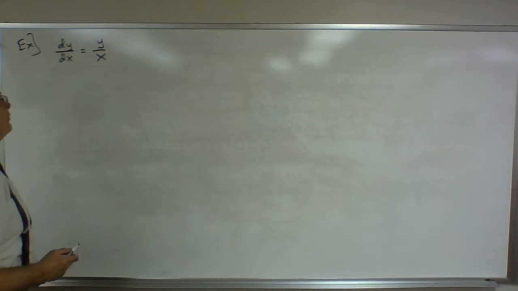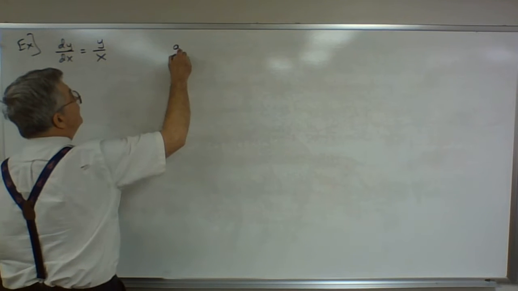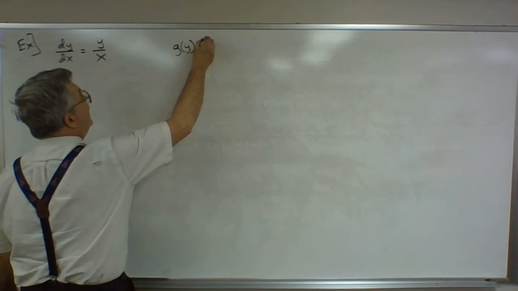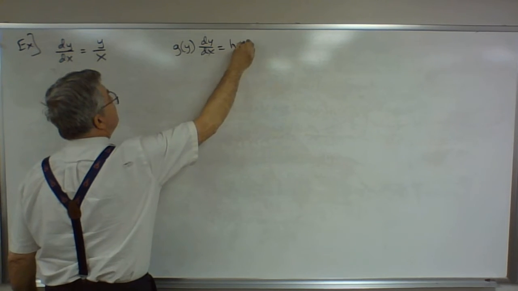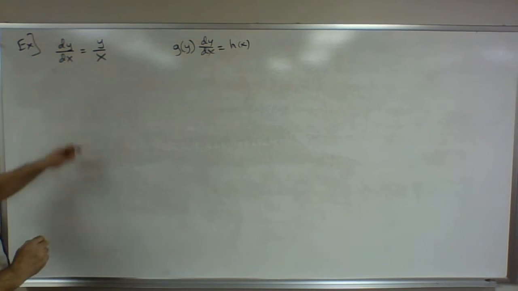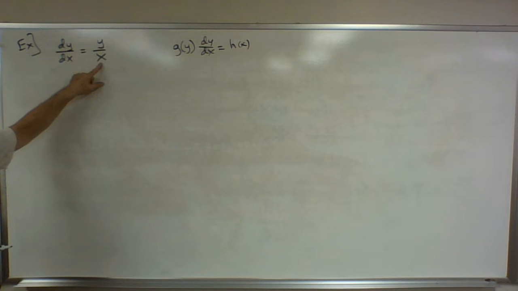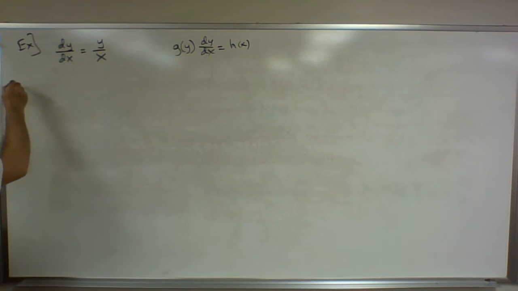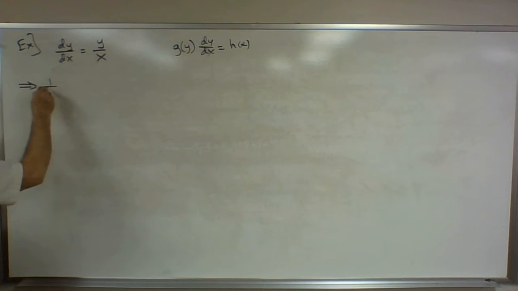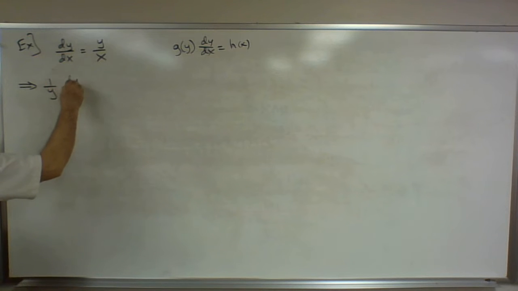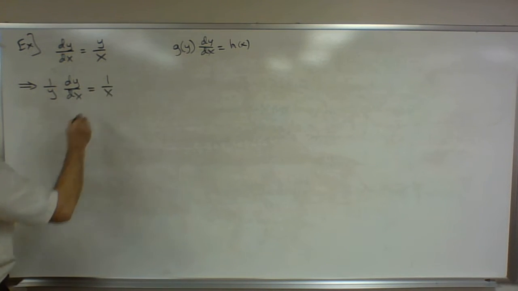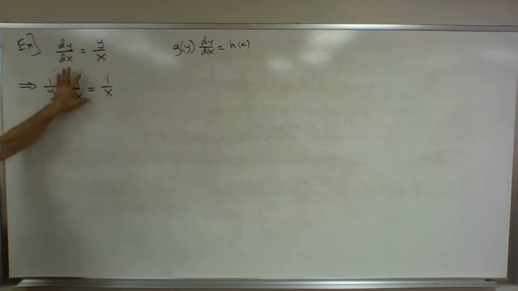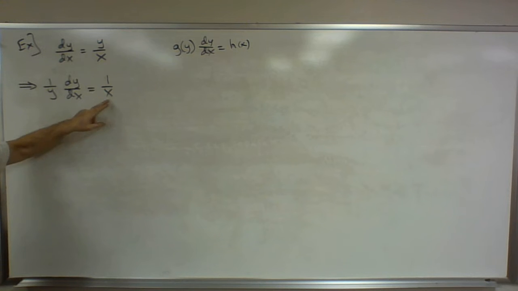Let's see if we can get this in the form of some function of y times dy/dx equals some function of x. Yeah, I think we can do that. Just divide both sides by y, right? Yep. Here's our g of y. Here's our h of x.